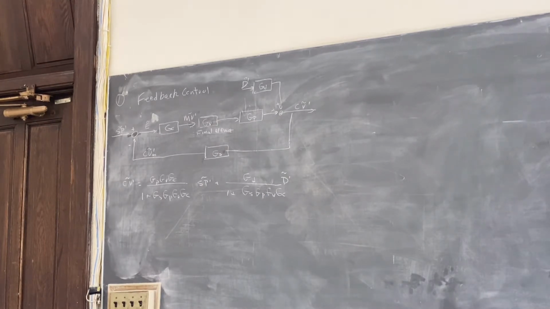GP, GV, GC. That's correct. And 1 plus GP, GV, GC, GS. Yes. Okay. Miracles happen. I got that right.